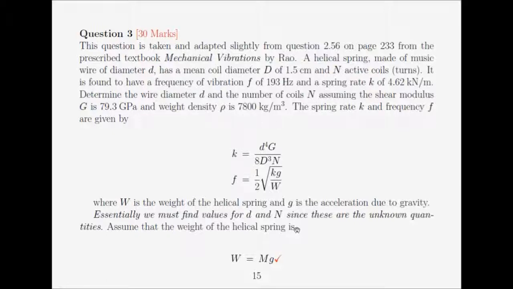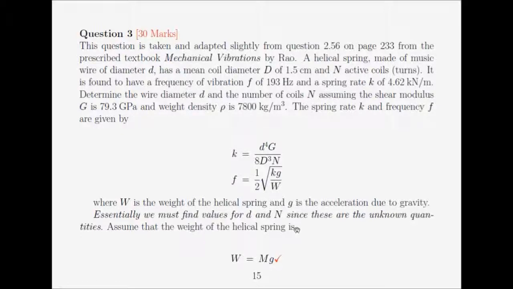There's a block of wood. It has some diameter. We wind the wire around this block of wood, and there are so many helical coils or active coils, and that's basically a helical spring. So we have this particular spring. It has a frequency of vibration of 193 Hertz.